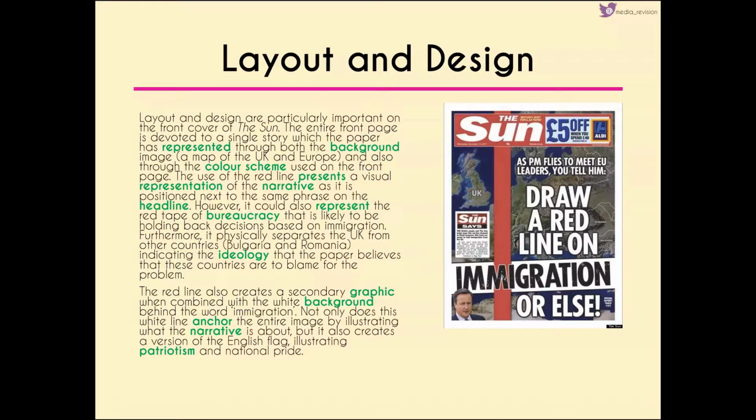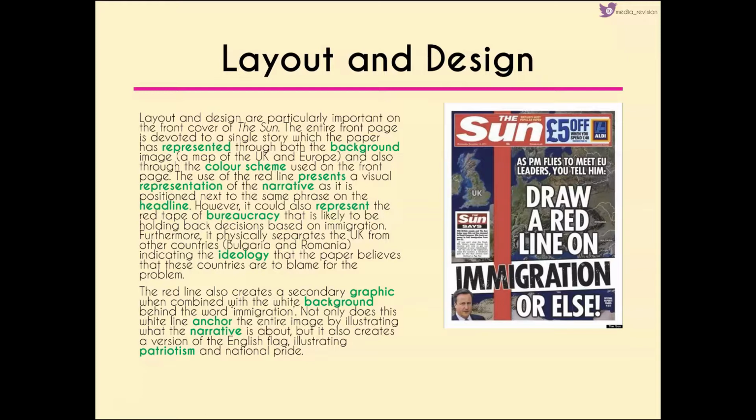And finally, layout and design. Layout and design are particularly important in the front cover of the Sun. The entire front page is devoted to a single story, which the paper has represented through both the background image, which is a map of UK and Europe, and also through the colour scheme used on the front page. The use of the red line presents a visual representation of the narrative as it is positioned next to the same phrase on the headline.